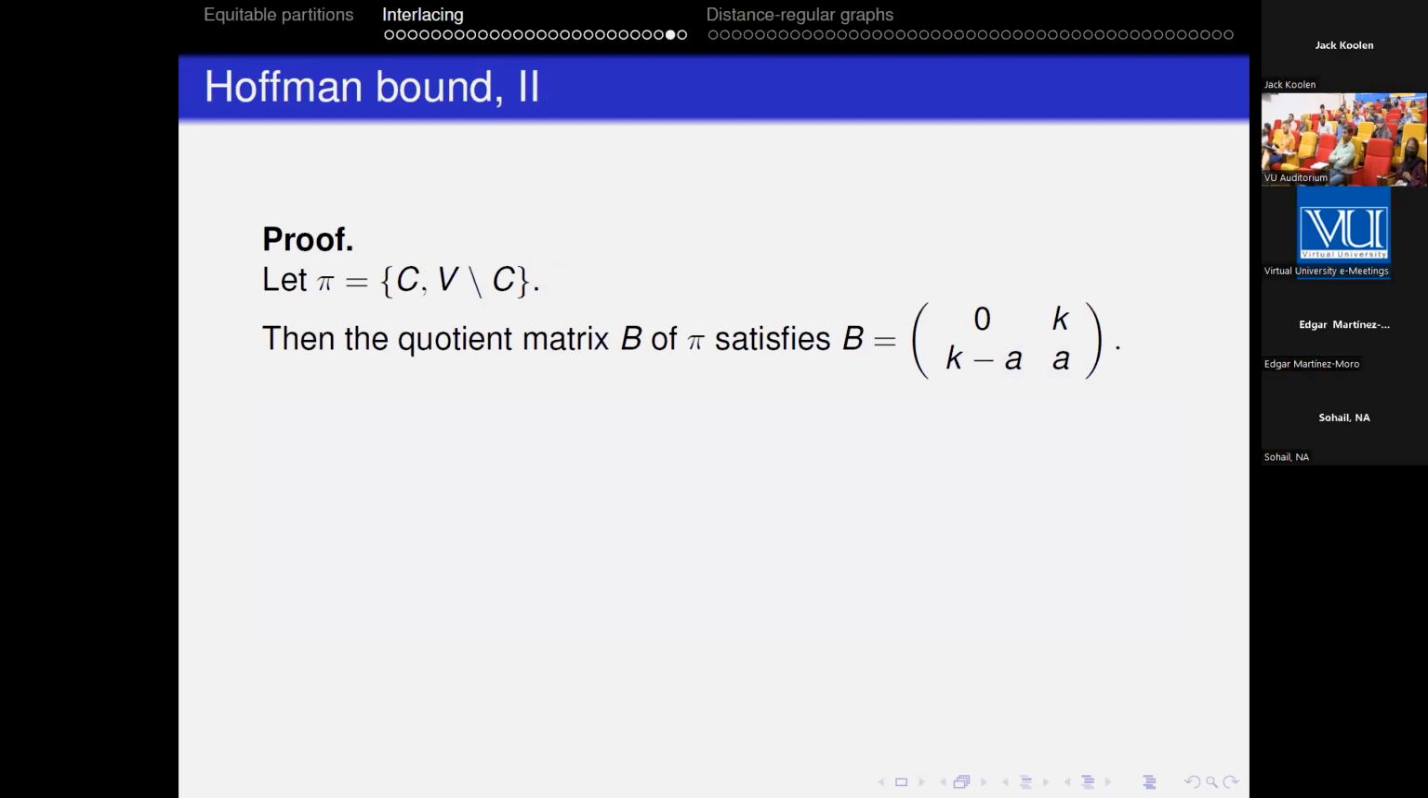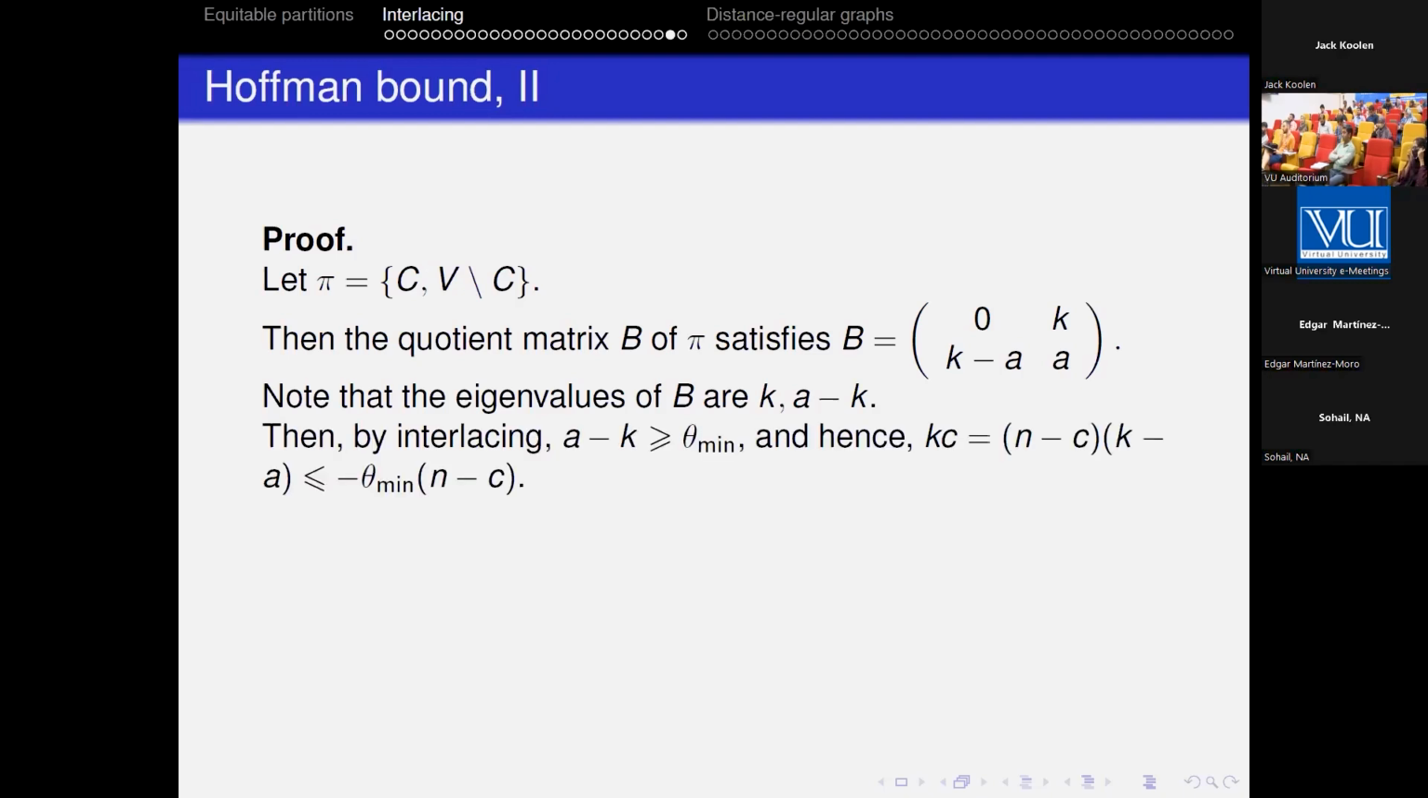So let pi be the partition into C and the rest. Then the quotient matrix of pi is [0, k; c, k minus a] for some a. What are the eigenvalues of this matrix? Certainly k, because the row sum is k. Then you can easily find the other eigenvalue by looking at the trace. The trace is equal to a, so the two eigenvalues must add up to a, and then you get the second eigenvalue.